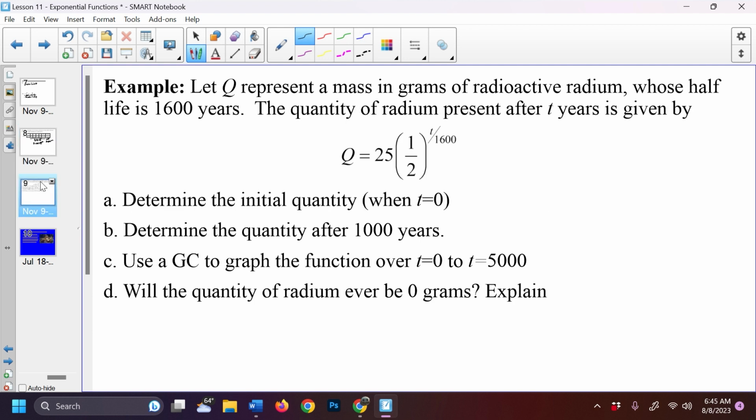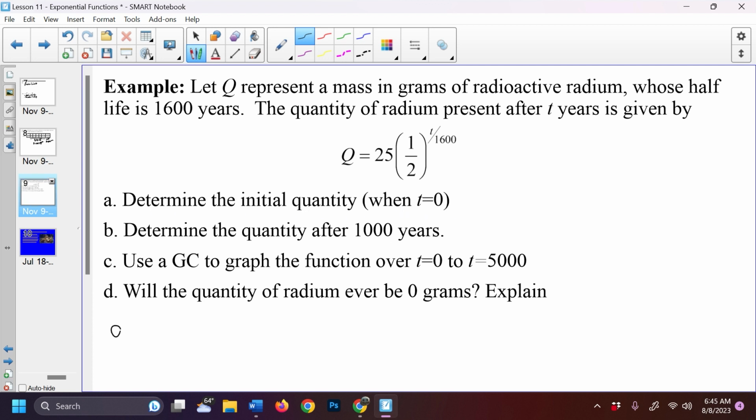Final question. Let Q represent a mass in grams of radioactive radium whose half-life is 1,600 years. The quantity of radium present after t years is given by this general exponential function, and this one's a little bit different. Here is my y, here is my a, the half is the b, and then the exponent is t over 1,600. It says determine the initial quantity when t is equal to 0.